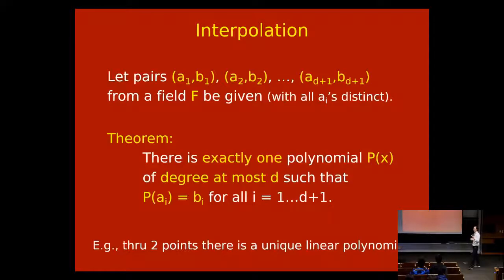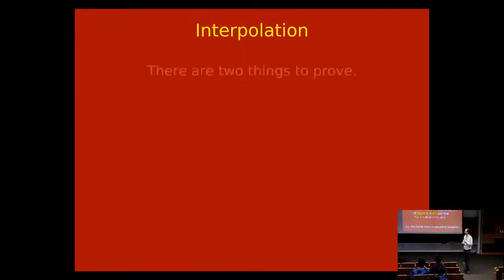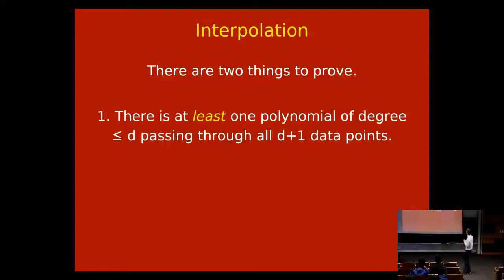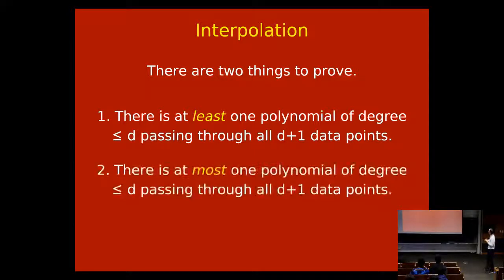So there are 2 things to prove in this theorem. Suppose we wanted to prove this. The proof really divides into 2 parts. What would the 2 parts be? At the highest level. Proving that there is such a polynomial and proving that it's the only one? Exactly. You want to prove that there's at least one polynomial of degree at most d that does the job, and you also want to prove that there's at most one polynomial that does the job. Then there's a unique such polynomial.